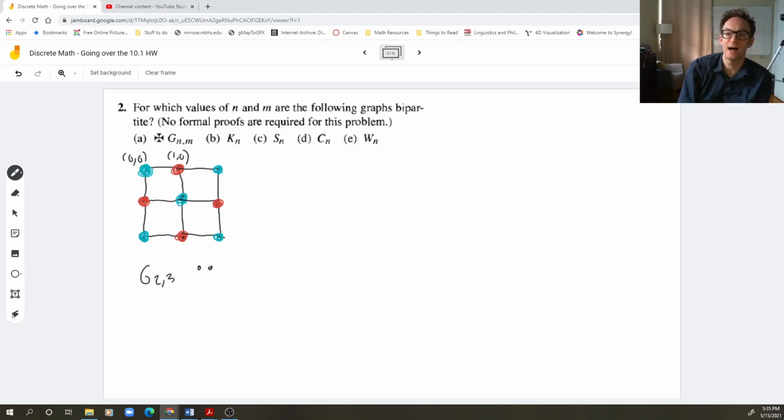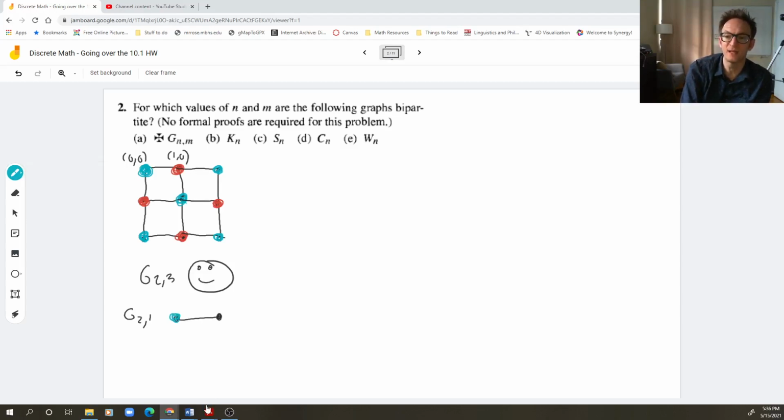Okay, so my initial answer for what values of n and m the following graphs are bipartite is all of them. Now, if you want to get weird, you might talk about G21, which is just this. Is that graph bipartite? Yes.